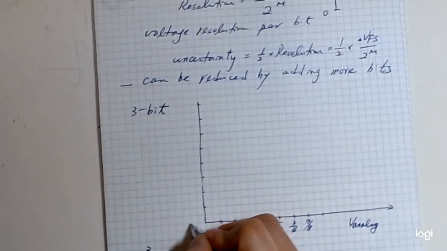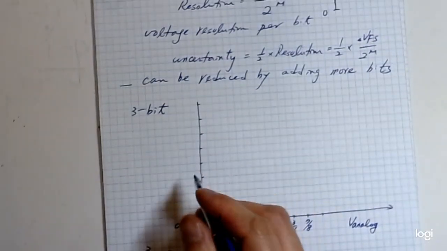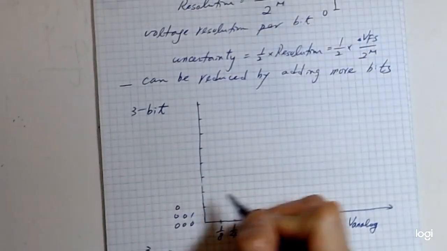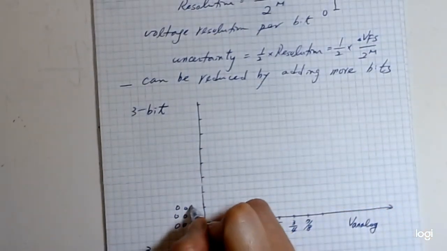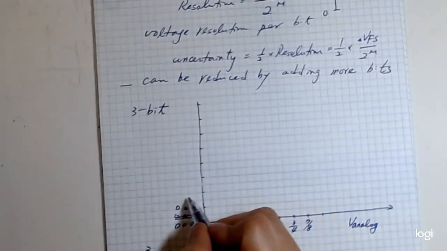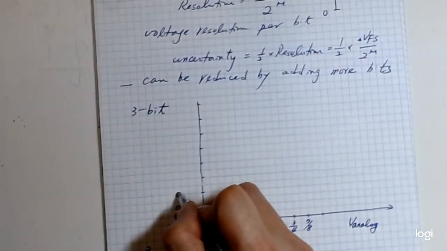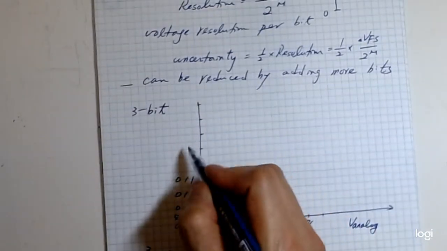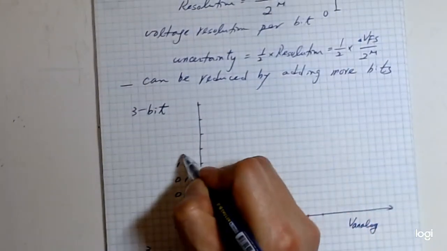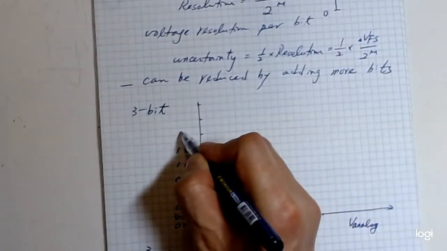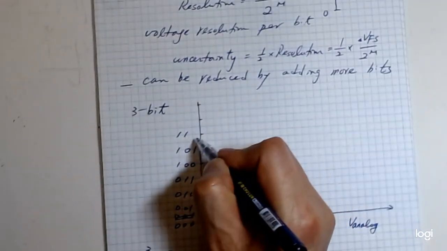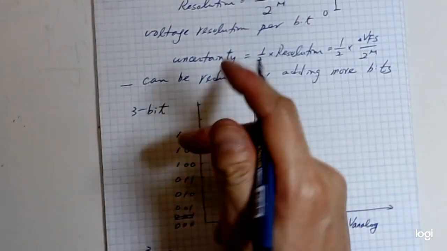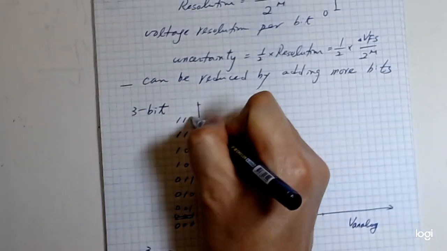If you put in the numbers: 0 0 0, 0 0 1, the next one 0 1 0, 0 1 1, 1 0 0, 1 0 1, 1 1 0, 1 1 1.